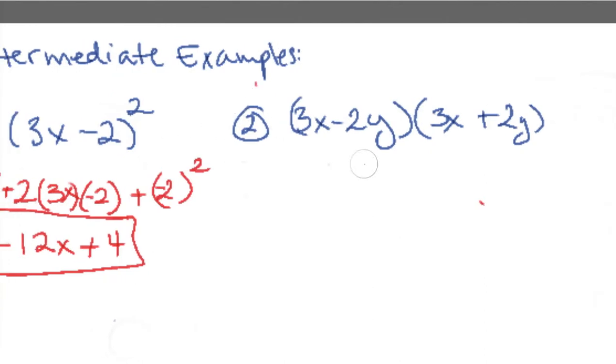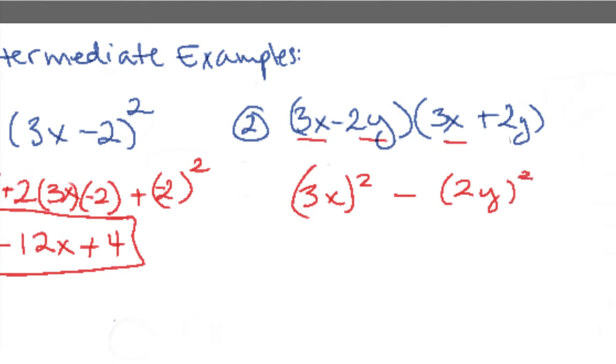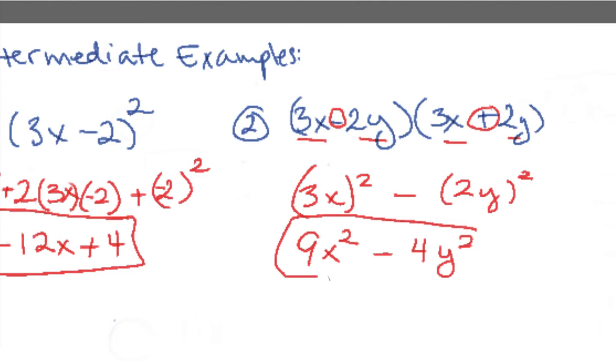Now we're going to look at this one here. You should recognize this as a difference of 2 squares. And for the difference of 2 squares, you square the first term, so 3x squared, and then minus the second term squared. Again, we knew it was a difference of 2 squares because these are both 3x's. These are both 2y's. The only difference is signs in between them. So you square the first one, you get a 9x squared minus a 4y squared, and you're done. Move on to the next one.